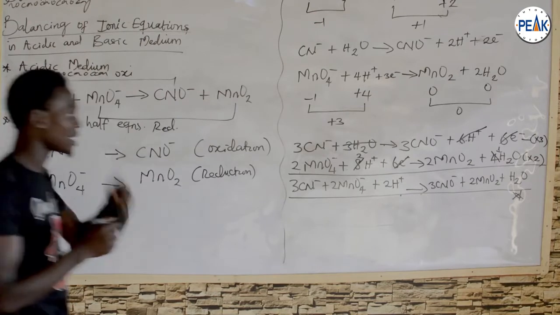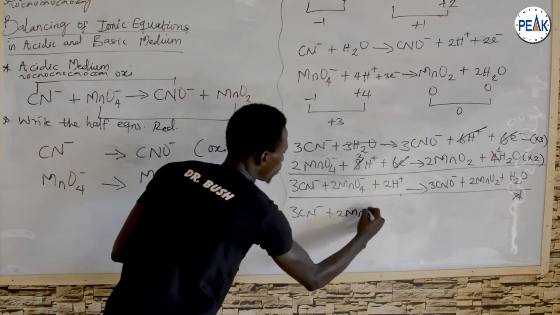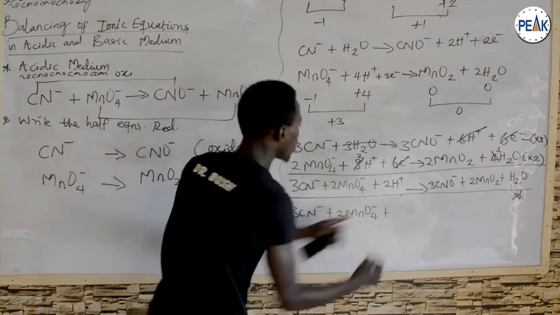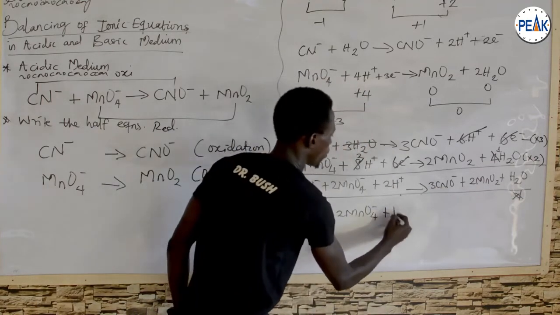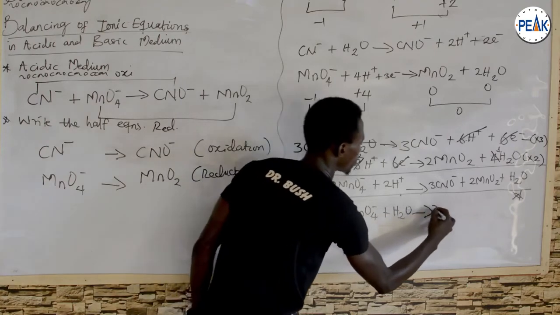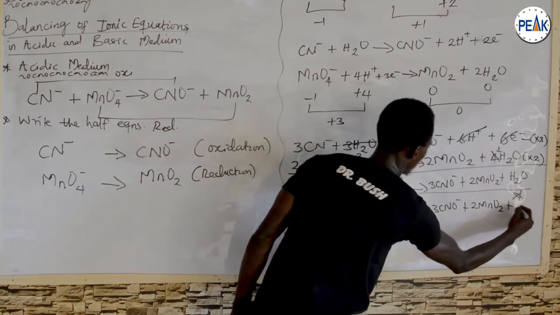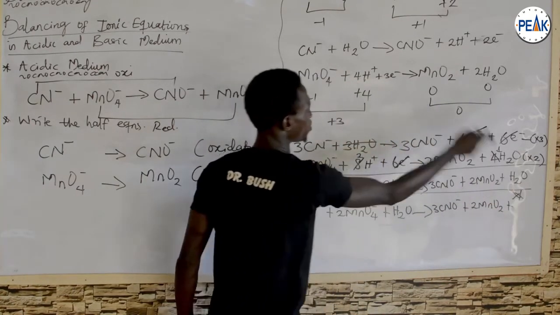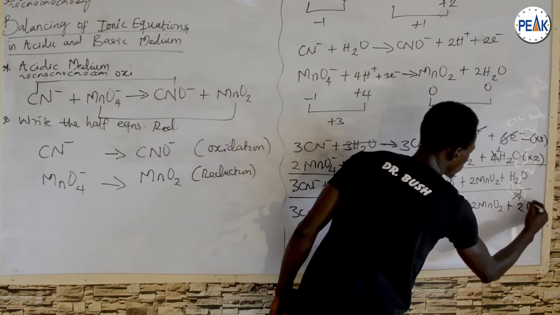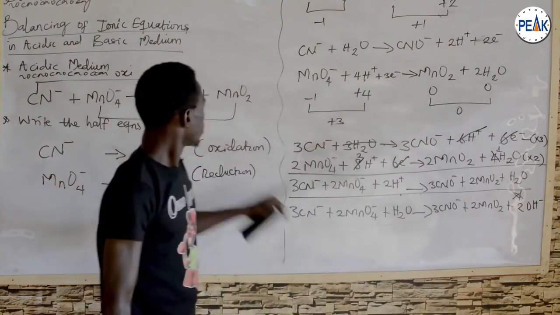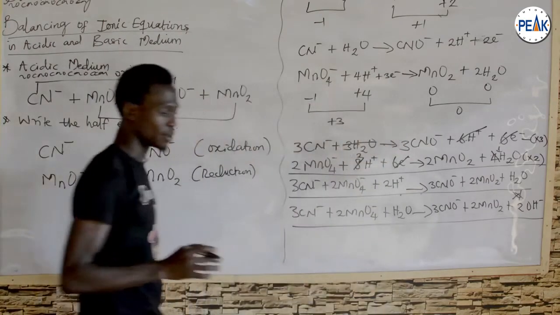my answer should be 3CN minus plus 2MnO4 minus plus, don't forget, this H plus will no longer be here. Water will replace it. They are interchanging positions. So water will come here, to give me 3CNO minus plus 2MnO2 plus, now water is no longer here. This one is coming this way, but it no longer retains the identity of H plus. It's going to be OH minus. That's 2OH minus. So if I balance this equation in basic medium, this should be the answer I will get if I go through the steps correctly.